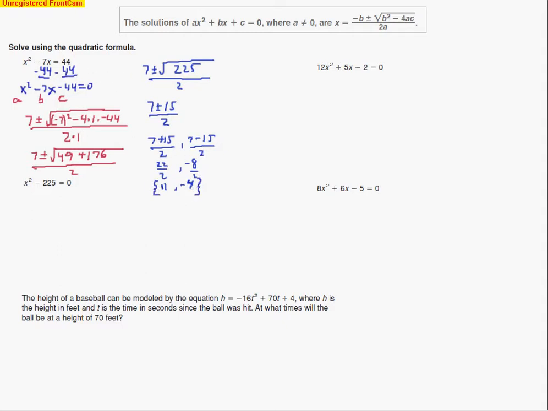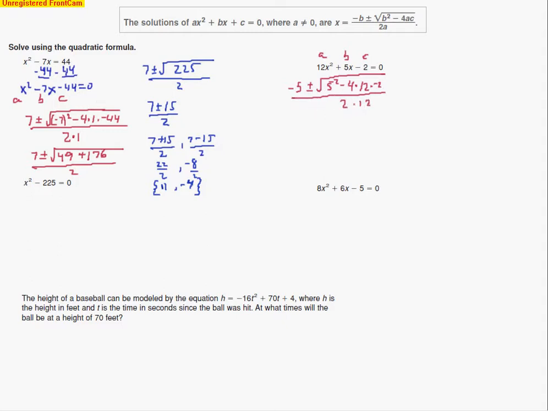Well, taking a look at the next one, I have it already set equal to 0. So I've got my a term, b term, and c term all ready to go. So I'm ready to write the equation. It goes negative b, so negative 5 plus or minus the square root of 5 squared minus 4 times a, which is 12, and c is negative 2. And this is all over 2 times 12.